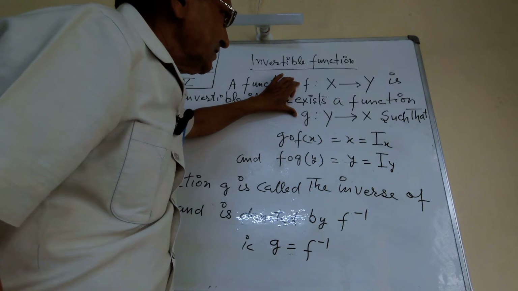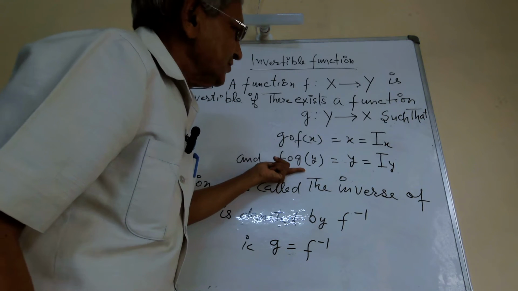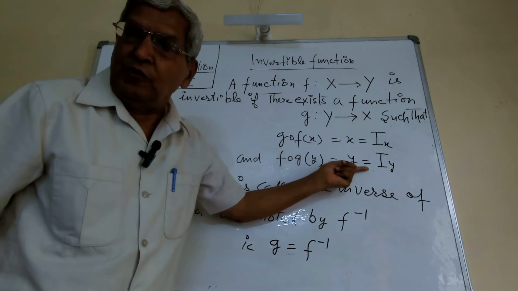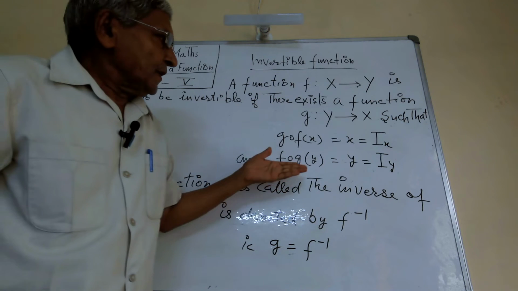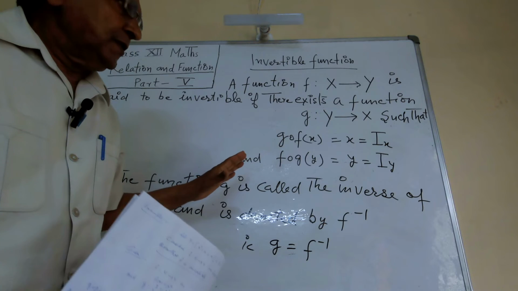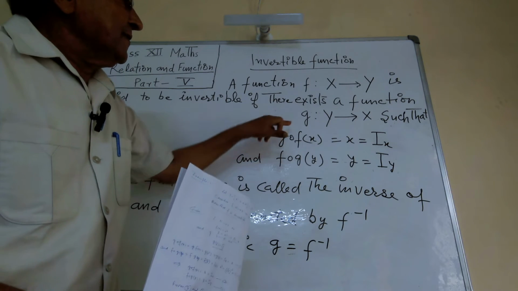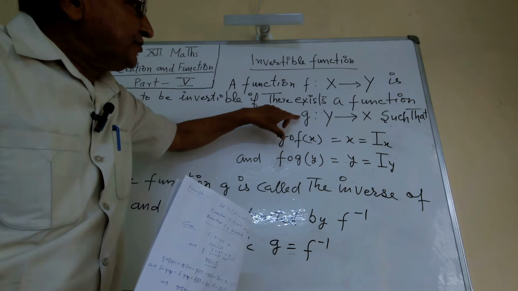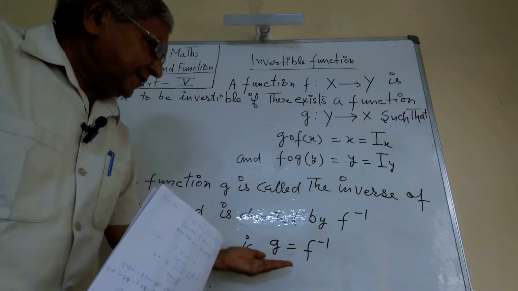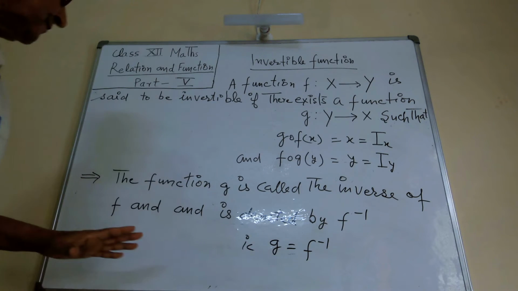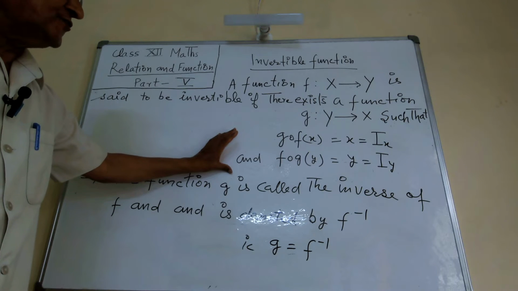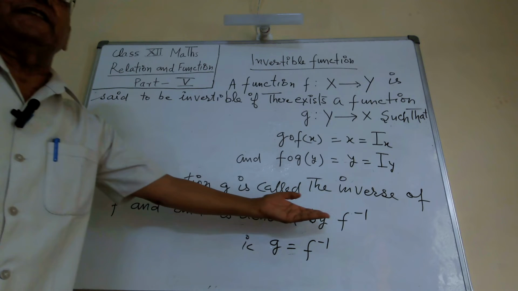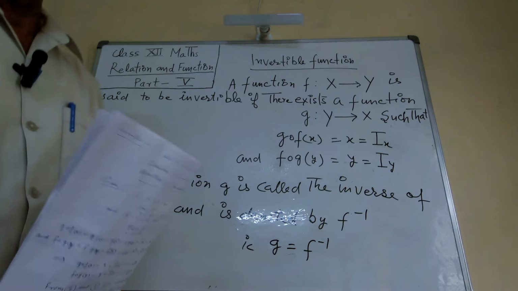For the inverse, we have to prove these two conditions: g∘f(x) is equal to I_X(x) and f∘g(y) is equal to I_Y(y). If these two conditions are proved, then f is the invertible function and g will be the inverse of f, and it can be written as g is equal to f inverse. If these two conditions are satisfied, the function g is called the inverse of f and is denoted by f inverse.